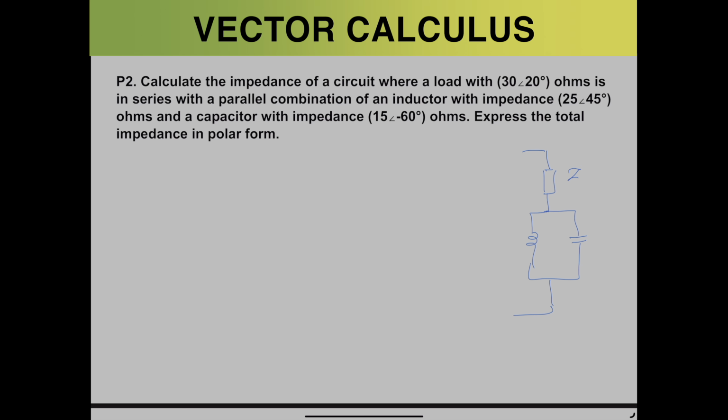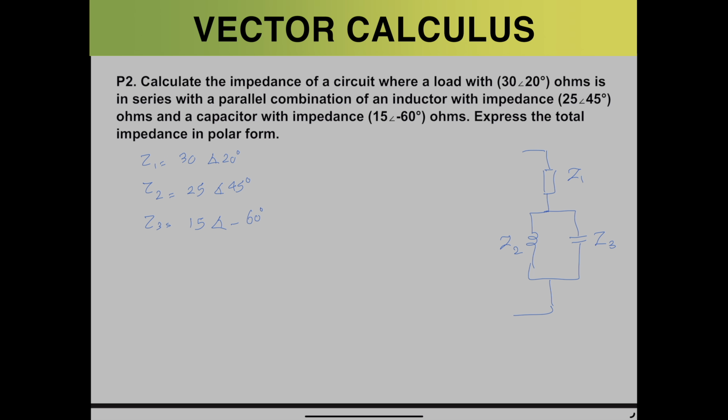I would call the load Z1, the inductor can be Z2, and the capacitor can be Z3. Now we know the values of Z1, Z2, and Z3. Z1 is given as 30 with 20 degrees. Z2 is an inductor, given as 25 with 45 degrees, and Z3 is given as 15 with an angle of minus 60 degrees.